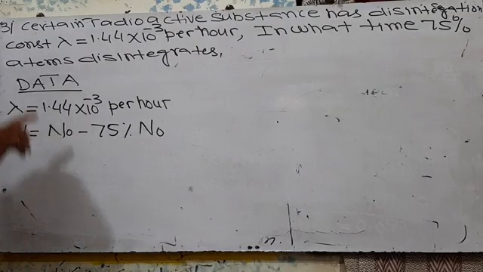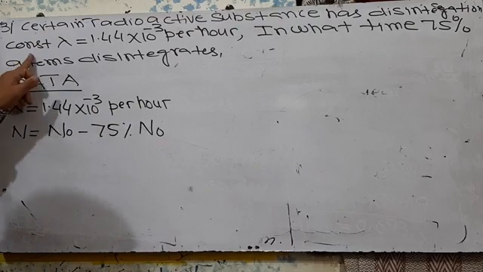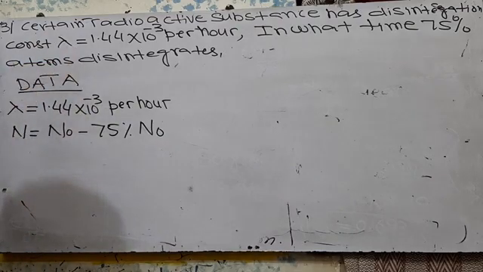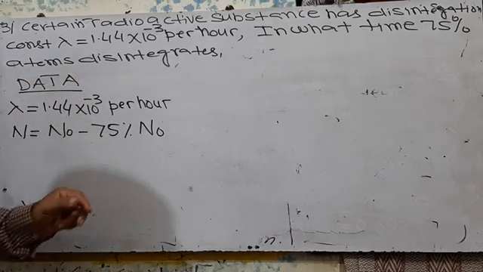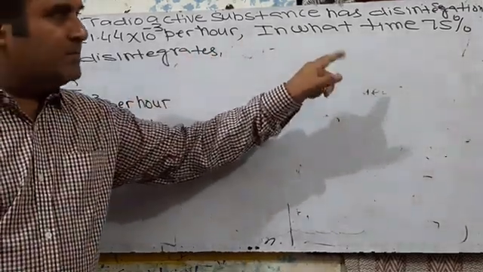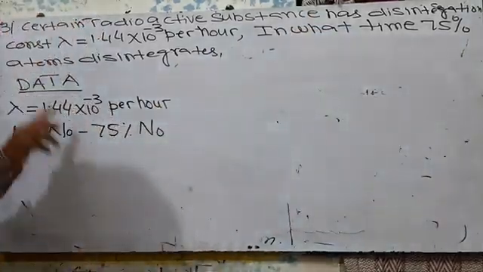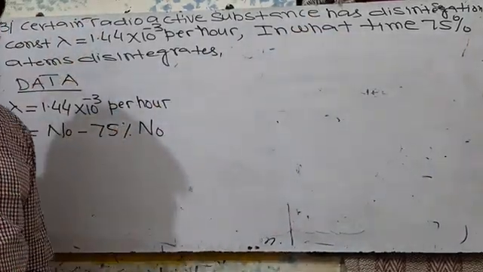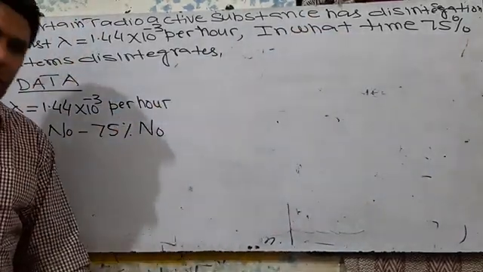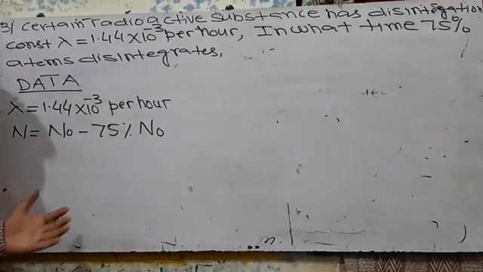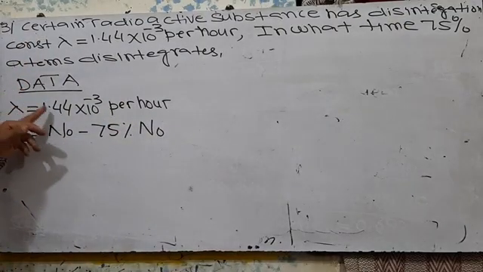Numerical number 3. A certain radioactive substance has disintegration constant lambda equal to 1.44 × 10^-3 per hour. In what time do 75% of the atoms disintegrate? This is a very amazing problem. Now first of all we make the data: lambda is 1.44 × 10^-3 per hour.